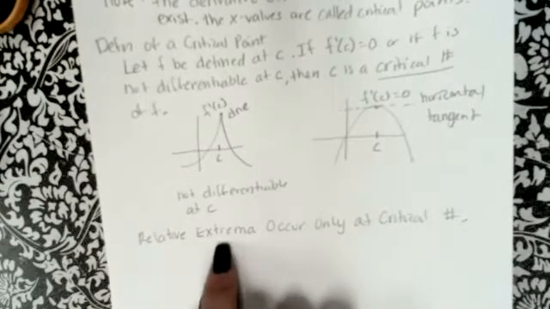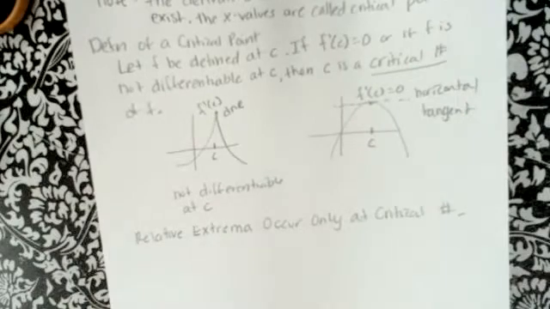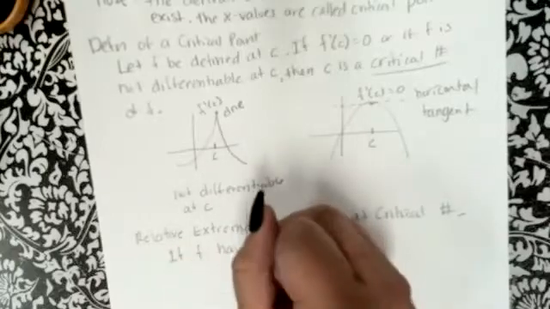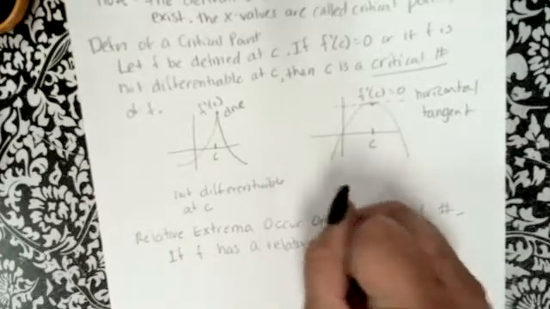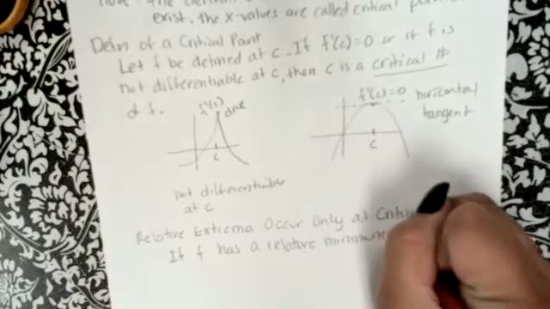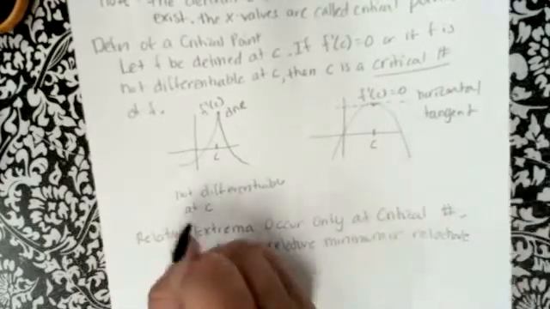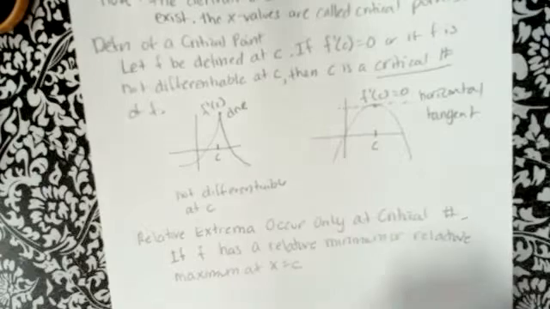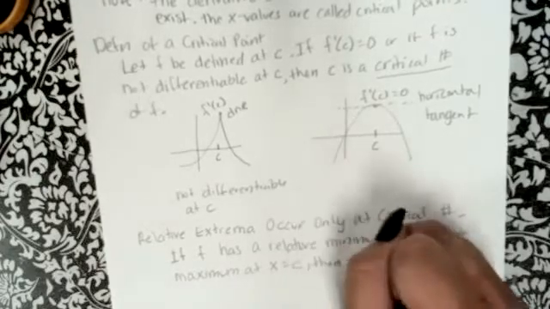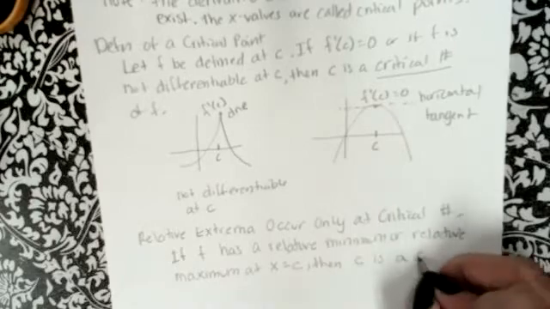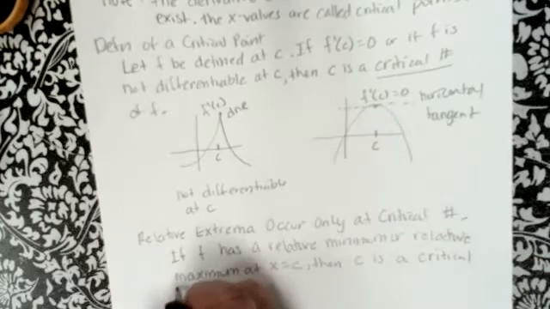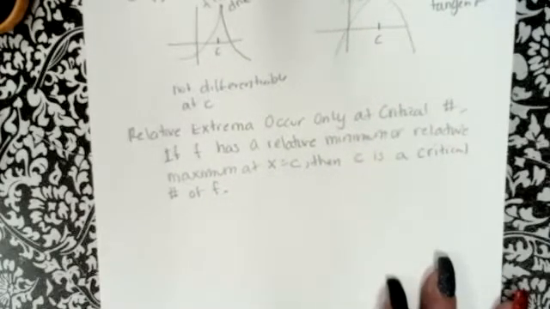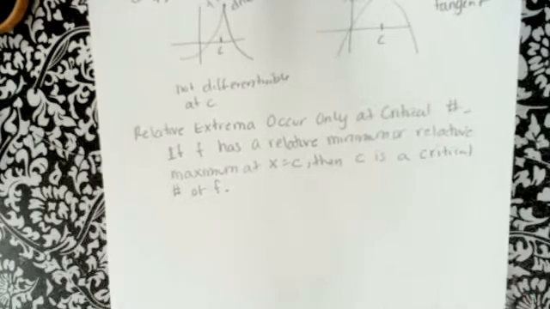Now remember, an extrema, you can only have one absolute max, one absolute min. If f has a relative minimum or relative maximum at x equals c, then c is a critical number of f. Now these are going to be the steps to finding the extremas.